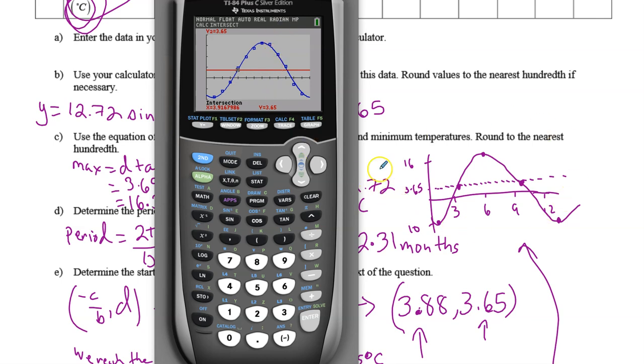But you can see how this matches up with what we did here with our scatter plot, and that a sinusoidal curve is a pretty good fit. There are a couple of points that are a little bit out, but nothing way out.